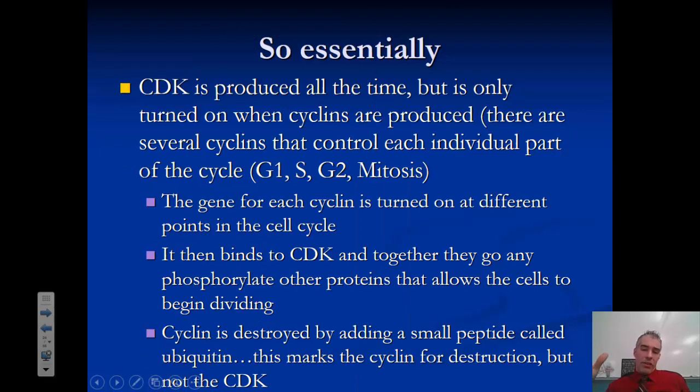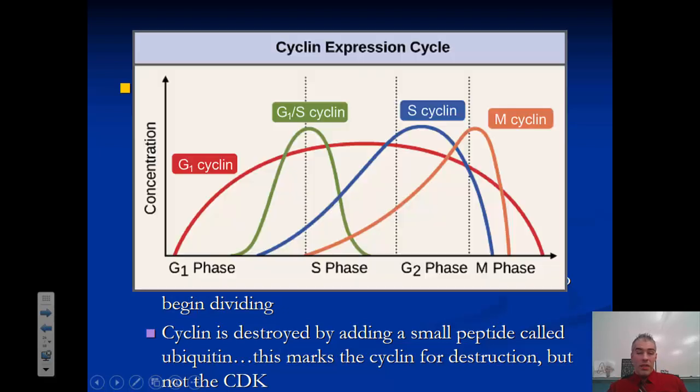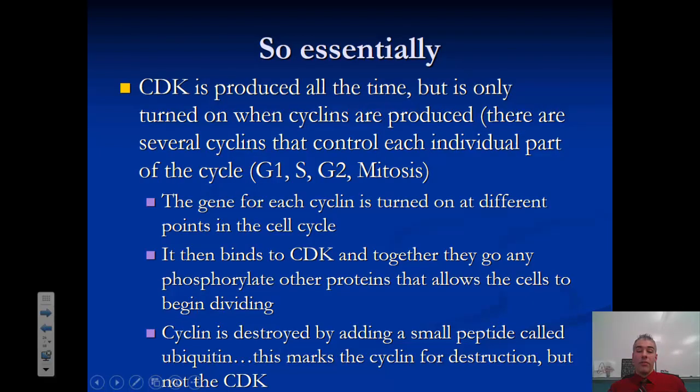So here's a quick overview of what I just talked about. Cyclin-dependent kinases are produced all the time, but they're only turned on when cyclins are produced. Okay, and there are different cyclins for each part of the cell cycle. The genes for each cyclin are turned on at different points. They bind to the CDK, which will then go and activate other proteins.